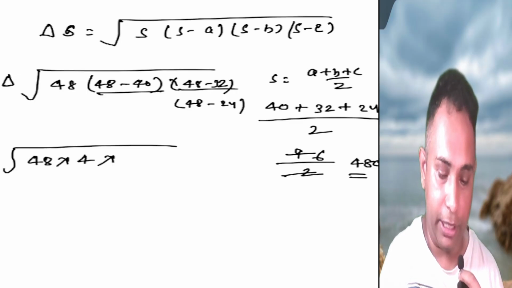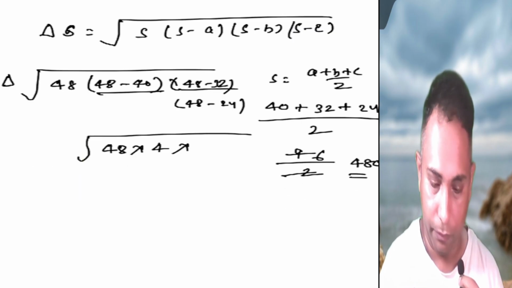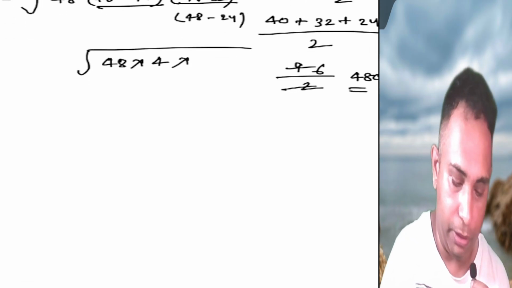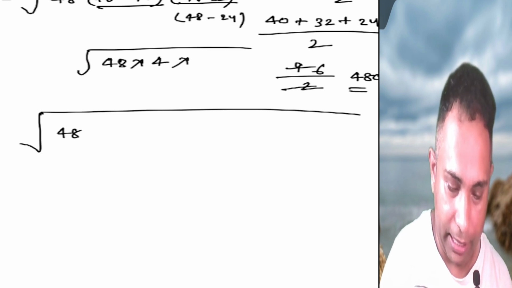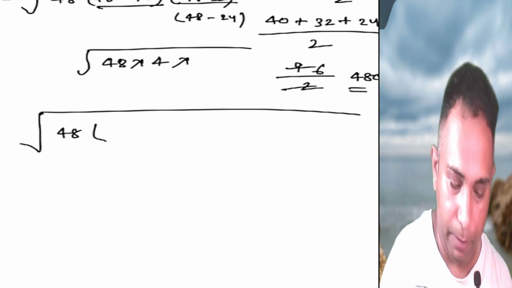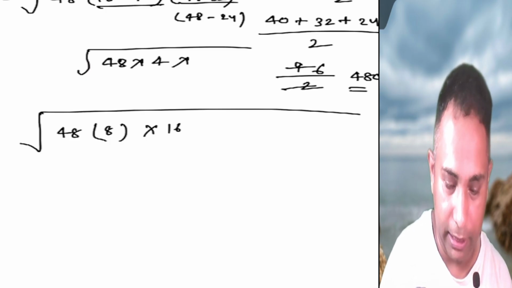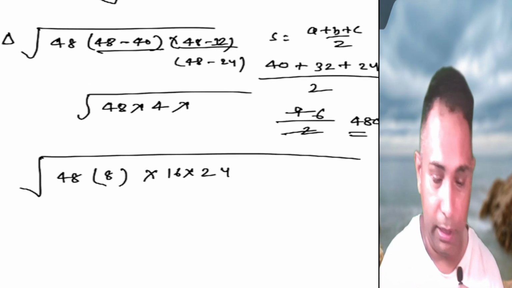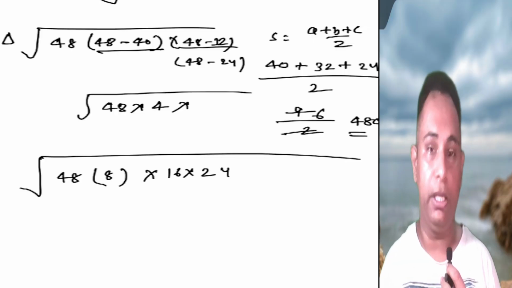Okay, 48 minus 32, it is 8. Sorry. Again, we will write just a minute. S is equal to 48. S minus A will be 8. S minus B will be 16. And S minus C will be 24. These are the complete data by putting the value of S minus A, S minus B, S minus C.